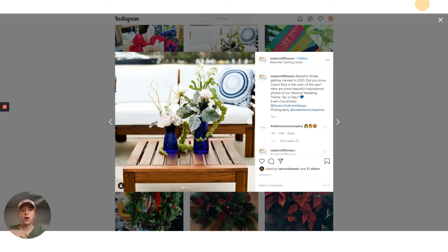This one's also from Watermill Flowers, so sharing her professional photos from a wedding gives customers an idea of something that they could do. I think this one's really fitting for Florida because it's a nautical wedding theme, etc. So just a really good way to share and tag. On this one, she's got her coordinator tagged and her photographer tagged. So once again, a way to relate to the community around you.